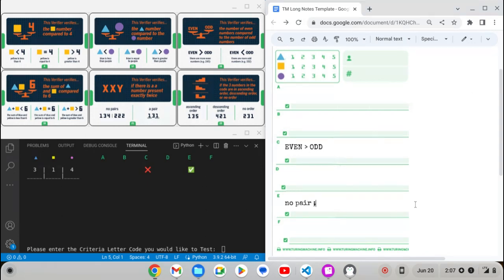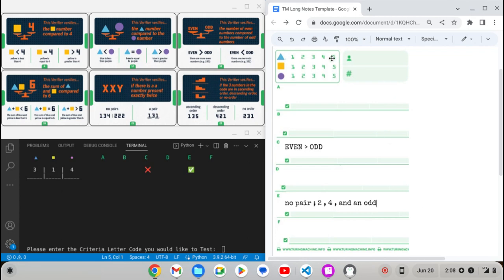Okay, so since there is no pair, they're all distinct, but we do have more evens than odds. Well, we know that whether it's a 2 or 4, it cannot be paired up. They're all different. So we can't have a pair of 2s or a pair of 4s, so that means we have to have a 2 and a 4, and then a random odd value.